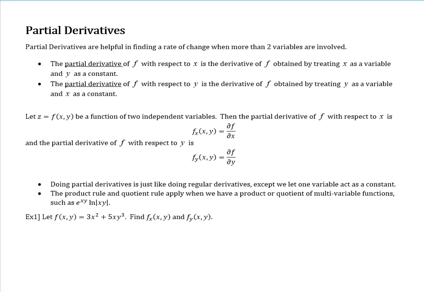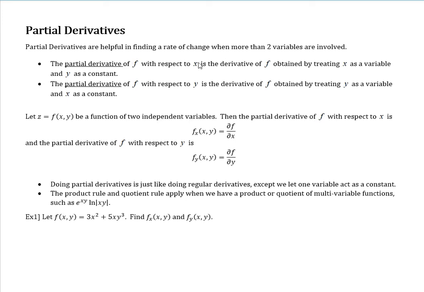So partial derivatives are very similar to doing derivatives, but we have multiple variables, and when we do a partial derivative, we just treat one of the variables as a variable and the rest of the variables as a constant, so just like any regular number. Okay, and with that, let's read through this.